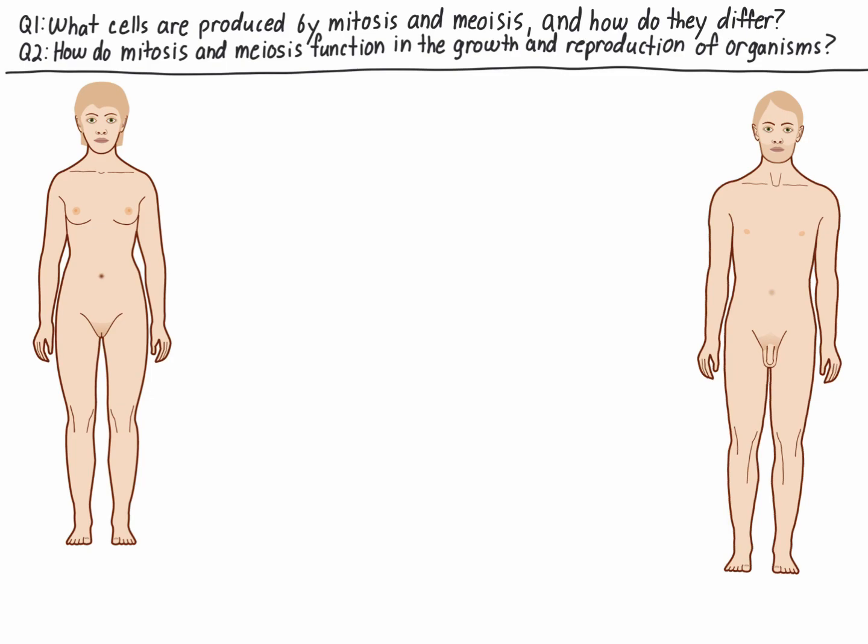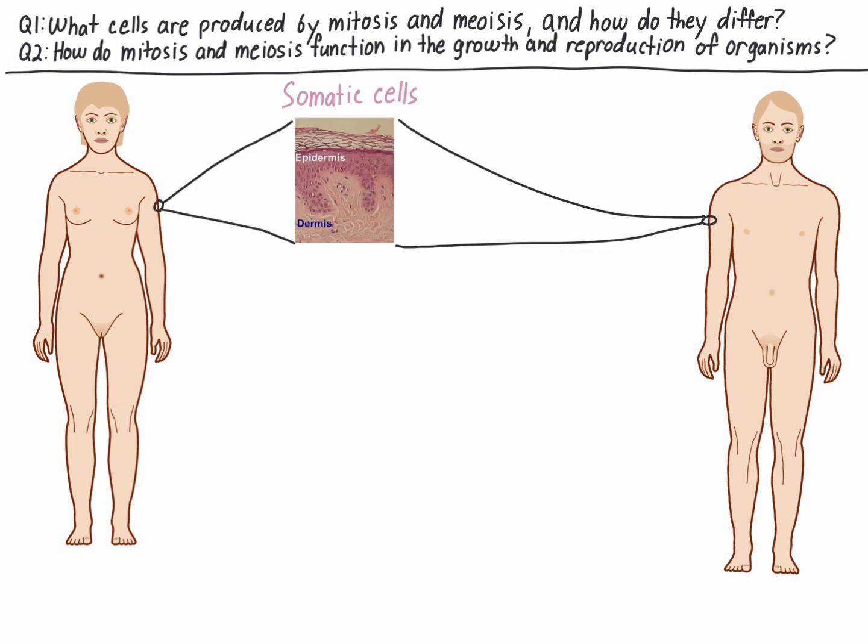In eukaryotes, an organism's cells can be categorized by whether that cell's chromosomes and the alleles on those chromosomes will be passed on to the offspring of that organism. Diploid somatic cells, or human body cells like these skin cells, pass on their chromosomes to other body cells, but not to offspring. The prefix soma means body in Greek.